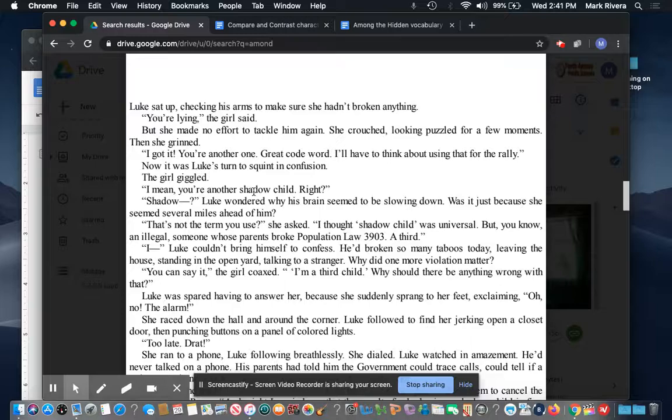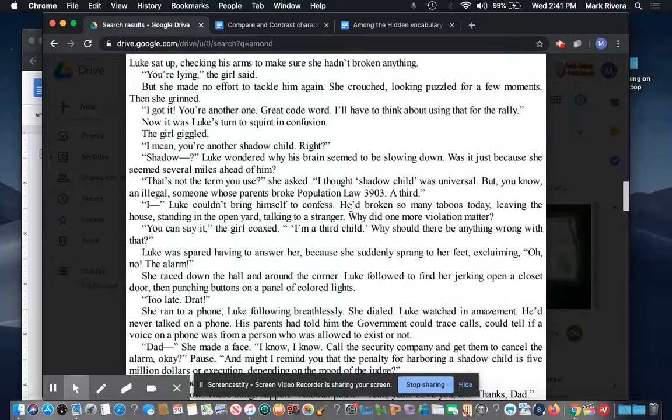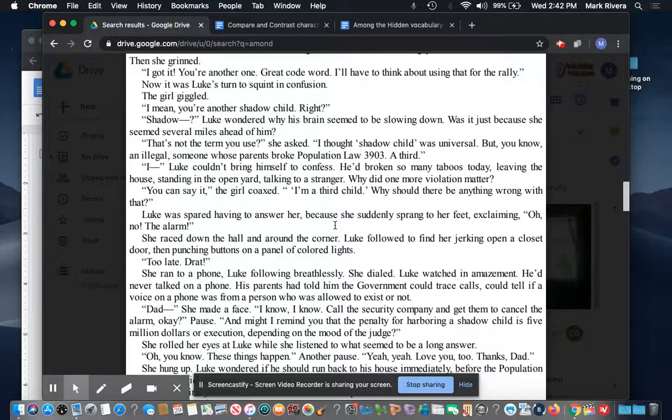Now it was Luke's turn to squint in confusion. The girl giggled. "I mean, you're another shadow child, right?" Shadow? Luke wondered why his brain seemed to be slowing down. Was it just because she seemed several miles ahead of him? "That's not the term you use. I thought shadow child was universal. But, an illegal. Someone whose parents broke population law 3903. A third." Luke couldn't bring himself to confess. He'd broken so many taboos today, leaving the house, standing in the open yard, talking to a stranger. Why did one more violation matter?